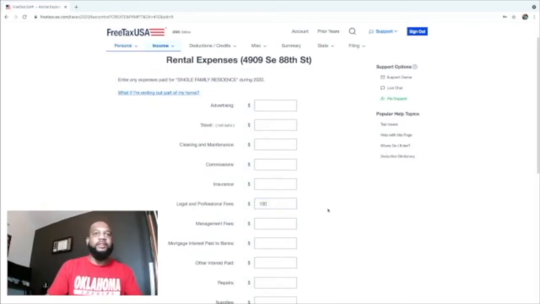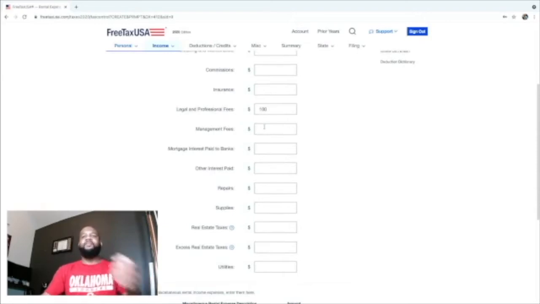Man, what's that say? 100? No, ain't no telling what's going to happen. You might have a company, you might have to process somebody to get evicted, or anything. Those fees go right here.